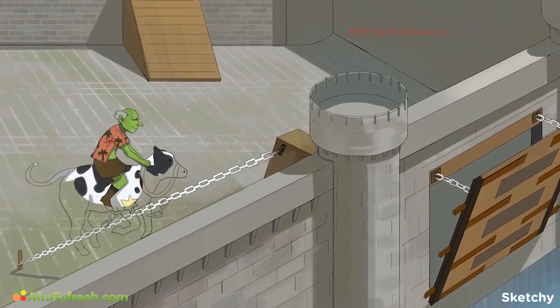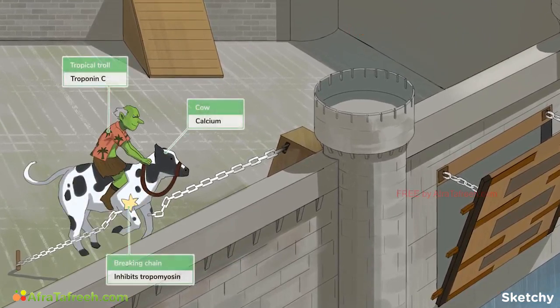Troponin is able to remove this inhibition by binding with calcium and undergoing a conformational change that moves tropomyosin away from the myosin binding sites. This, in turn, allows for actin-myosin crossbridge cycling to begin. Kind of like how this tropical troll bound to a cow can break this chain and turn a drawbridge into a crossbridge.